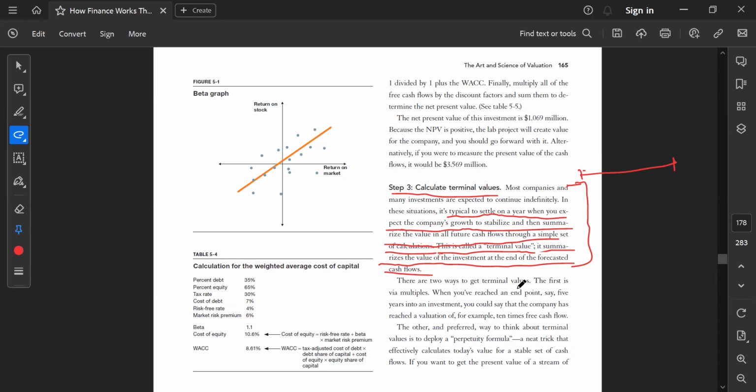There are two ways to get terminal value. The first is via multiples and the second is via the perpetuity formula.